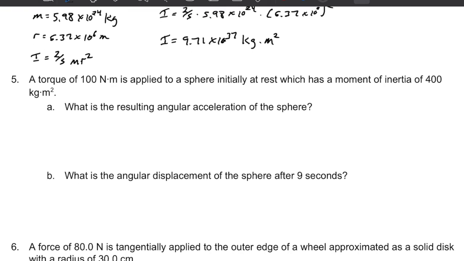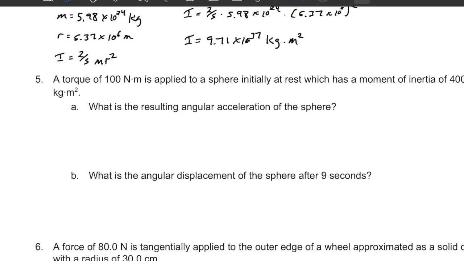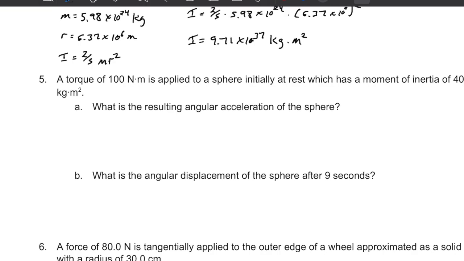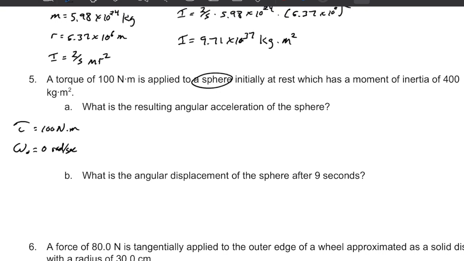Number 5, a torque of 100 Newton meters, so torque T is equal to 100 Newton meters, is applied to a sphere initially at rest. That means omega naught is 0, and the sphere has a moment of inertia, so I, of 400 kilogram meters squared. Kind of just summarizing things in the margin makes things much, much easier. Torque is 100, omega naught is 0, I is 400. What is the resulting angular acceleration of the sphere? What is it asking us for?